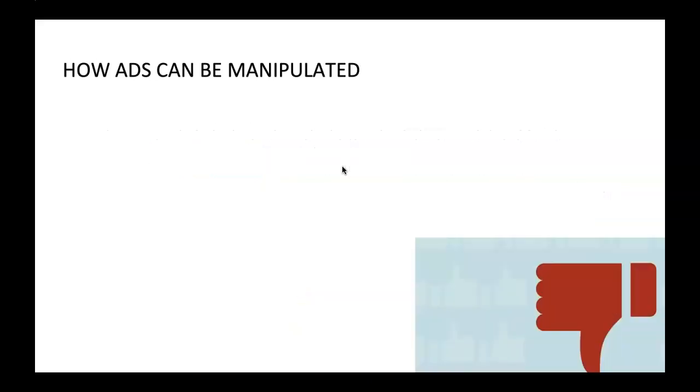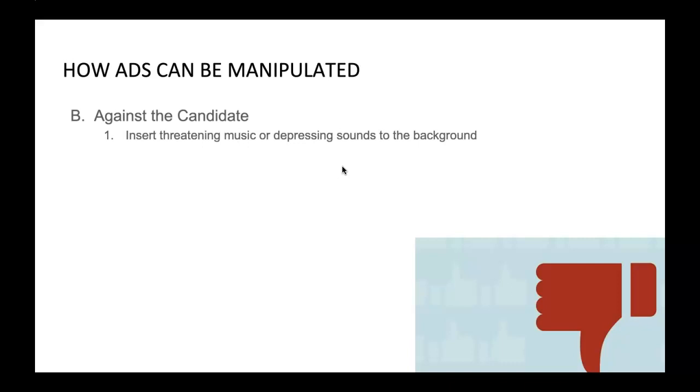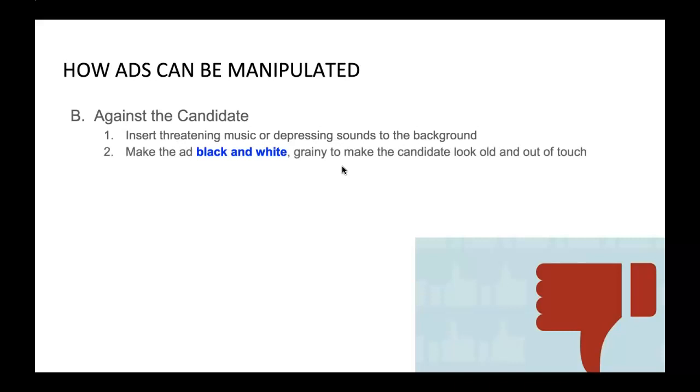Additionally, though, it's worthwhile noting that ads can also be manipulated for other reasons. In terms of against a candidate, sometimes ads could insert threatening music or depressing sounds in the background. Sometimes they can make the ad black and white or grainy to make the candidate look old and out of touch. Sometimes they can add a text graphic such as "Can you really trust him or her?"